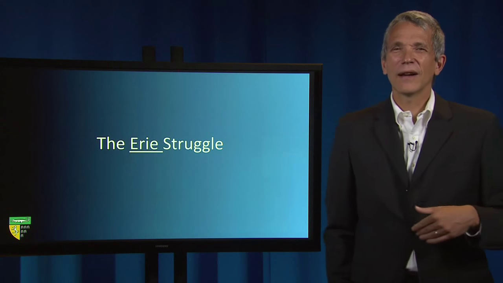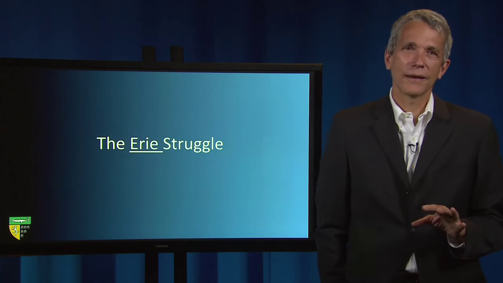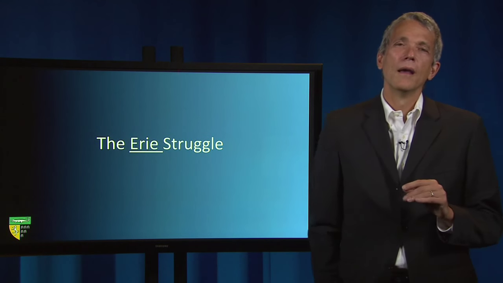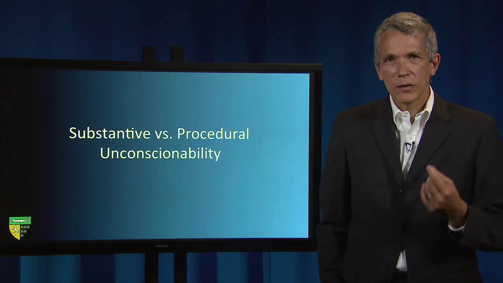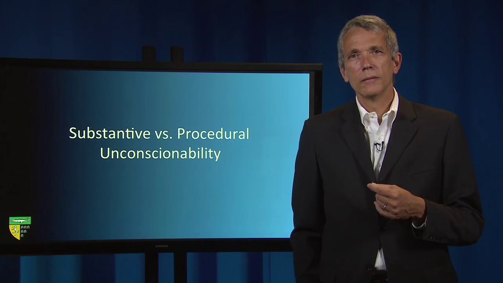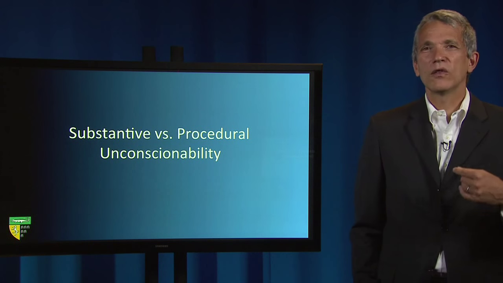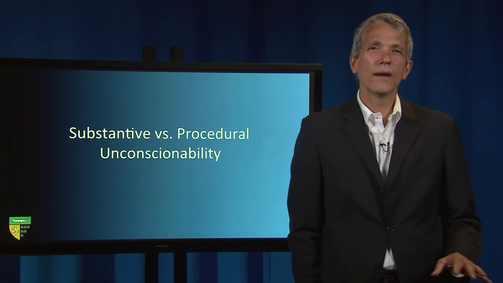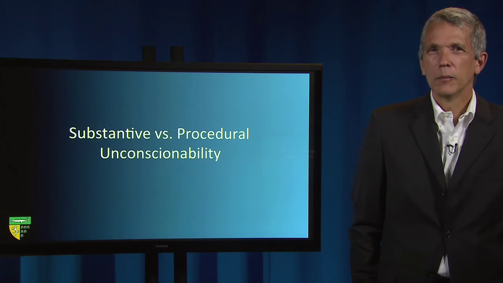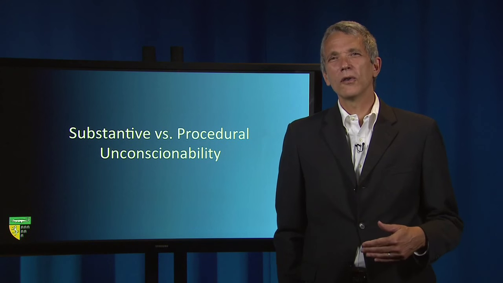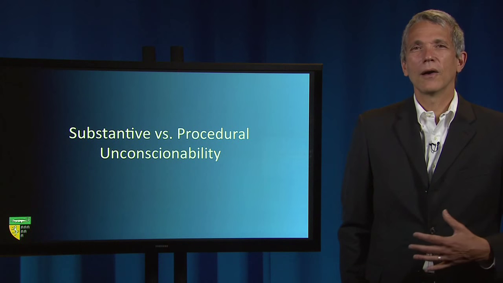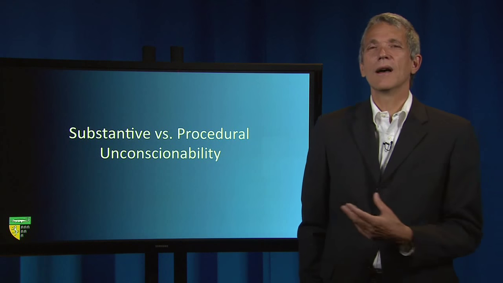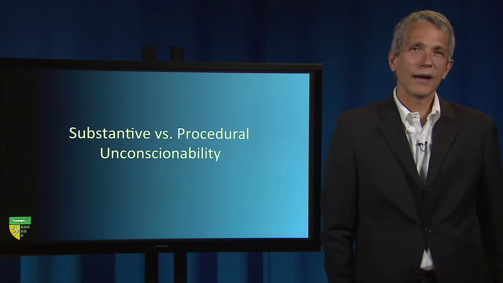The substance and procedure dichotomy also arises in a host of other contexts where courts look to the substance and procedure of others. For example, a contract is to be found void as unconscionable if it is both substantively and procedurally unconscionable. A contract that is grossly one-sided is substantively unconscionable, but to be procedurally unconscionable, courts also demand some defect in the process of contracting, such as small print that was likely to impede the ability of the non-drafter to understand what she was signing.